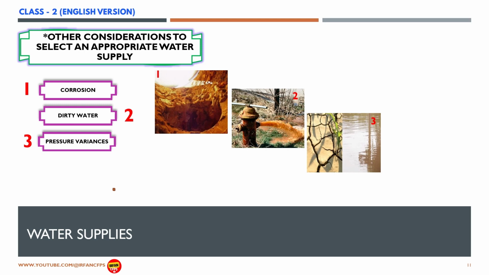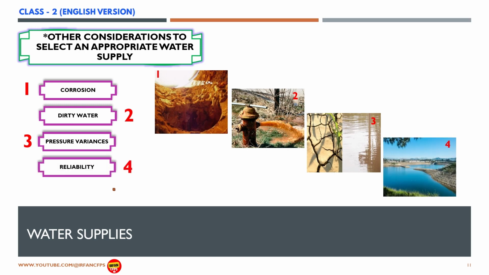And number 4, the most important consideration in selecting an appropriate water supply: the water supply needs to be able to supply water at any time. Multiple water supplies are not required but could increase the reliability of your water.